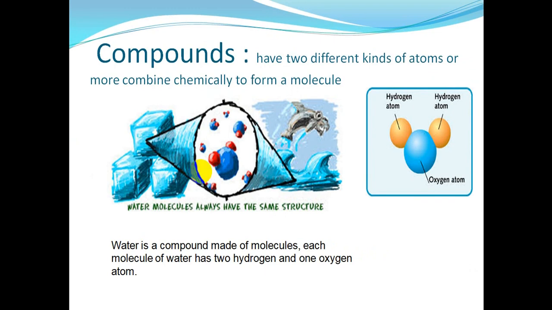Compounds have two different kinds of atoms that combine chemically together, or form a bond together. Like here, we have water inside the ice, and also in the sea or in the ocean. Here, this is the water molecule. Water molecule always has the same structure. What does molecule mean? When atoms join together, they form a molecule.